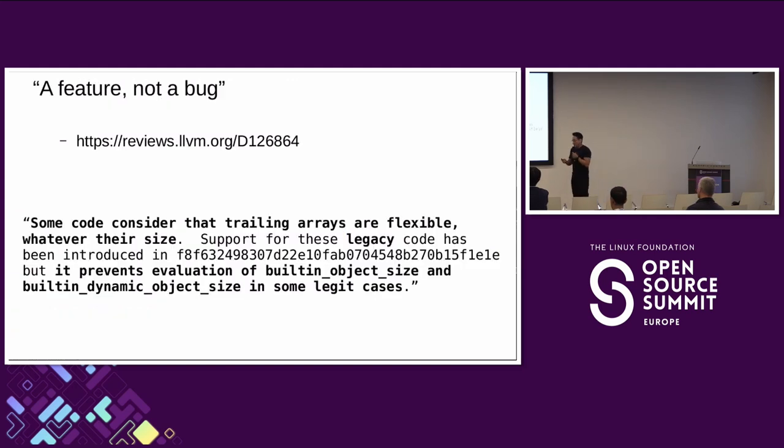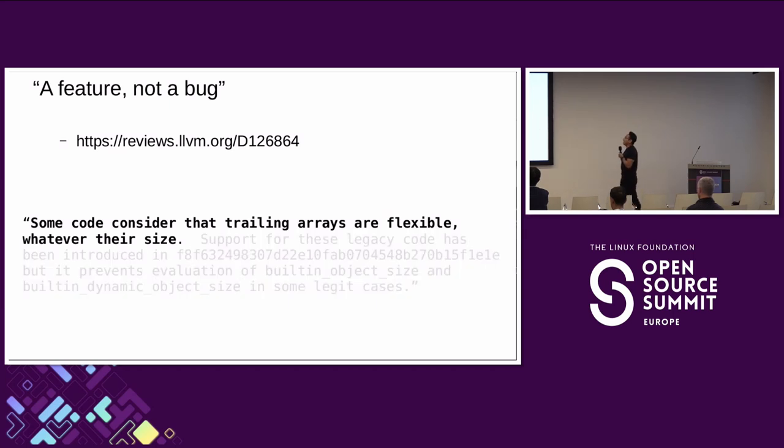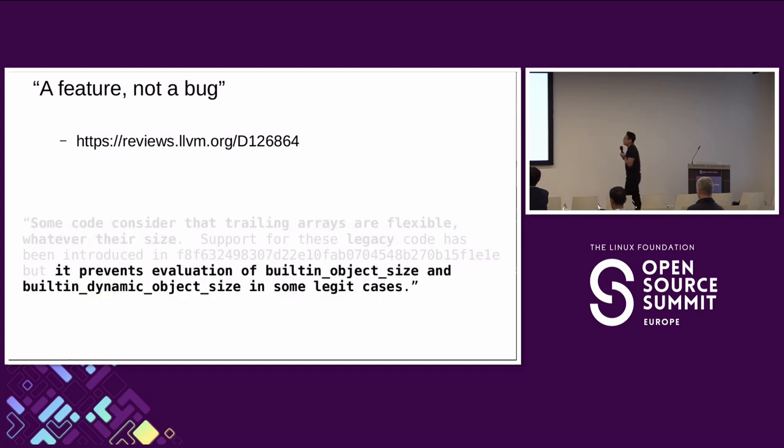So of course we reported this to compiler developers, and that's what they say. They said that, well, basically, there were a lot of legacy code bases out there that were doing strange things with flexible arrays and trailing arrays, so they decided just to ignore that case completely. The problem with this behavior is that it prevents the correct evaluation of __builtin_object_size and another important compiler built-in function, which is __builtin_dynamic_object_size. So that's really a bug. That's a problem.